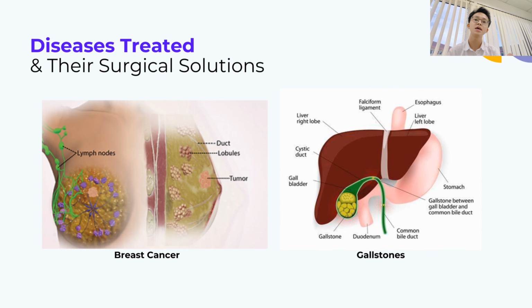Before that, let's look at some common diseases treated by general surgeons. General surgeons treat a wide range of conditions, including breast cancer. Surgeons remove tumors through procedures like lumpectomies or mastectomies. The next condition is gallstones. These are hardened deposits in the gallbladder that cause severe pain and infection. Surgeons perform a cholecystectomy, which is the removal of the gallbladder.